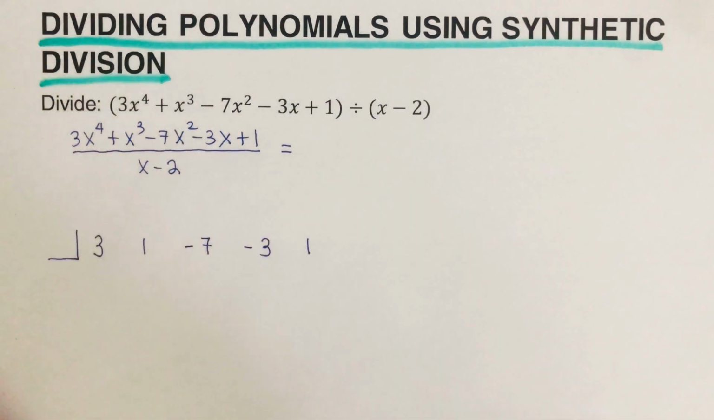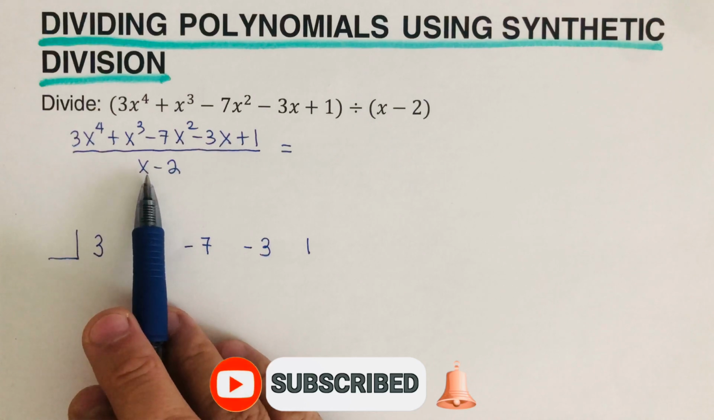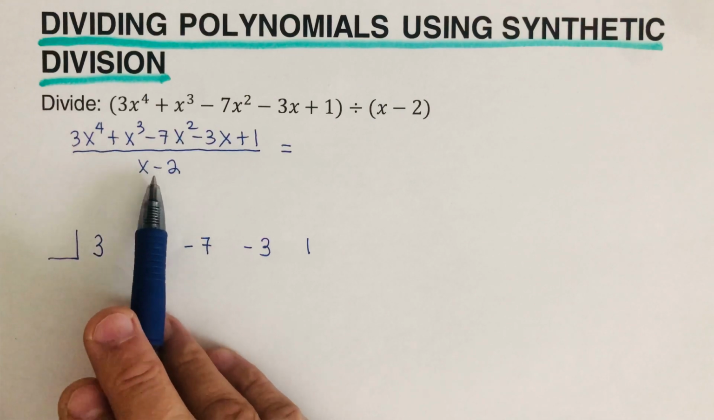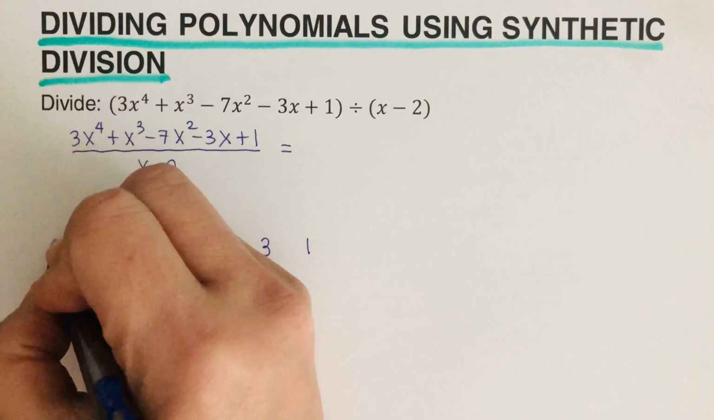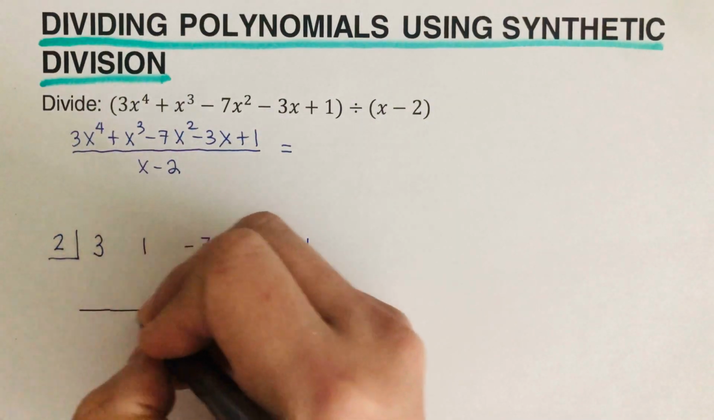Now, when we divide it, we use the root for this factor right here. So we're going to use the zero product property to determine the x, which is actually positive 2. Or the fastest way that we remember is we switch the sign of this. Since this is a negative, then we go ahead and say we divide this by positive 2. So then we go ahead and do the synthetic division now.